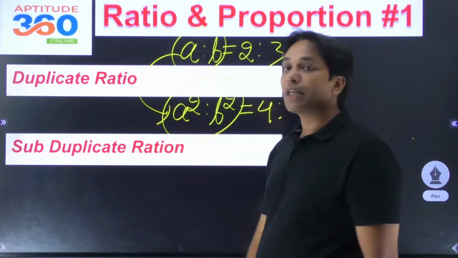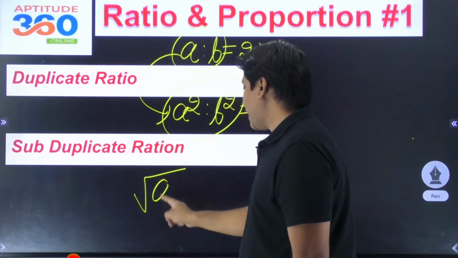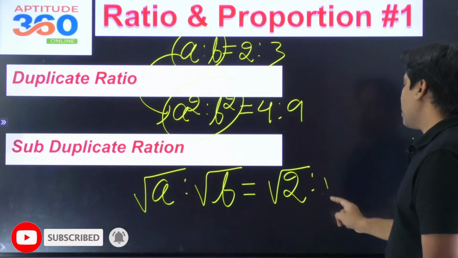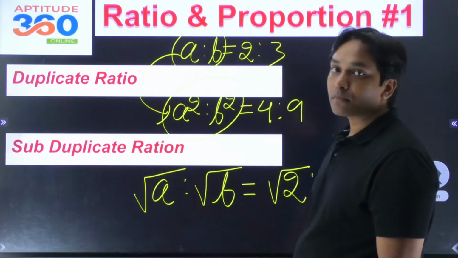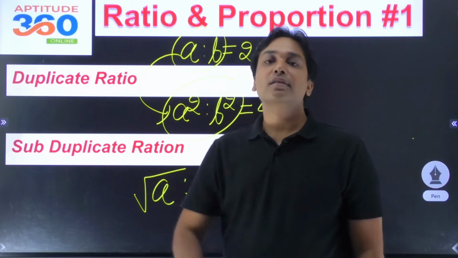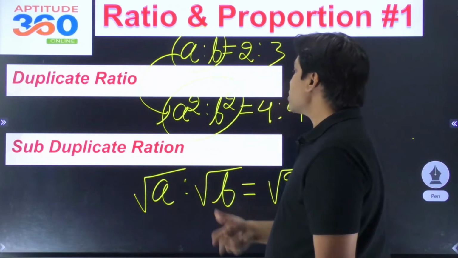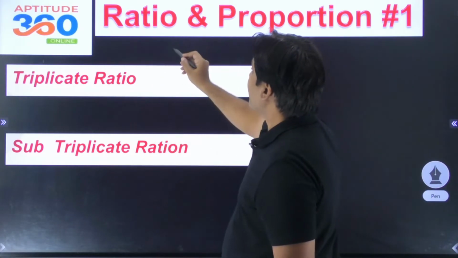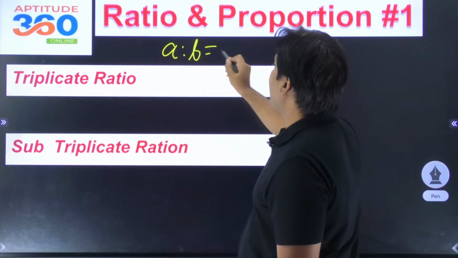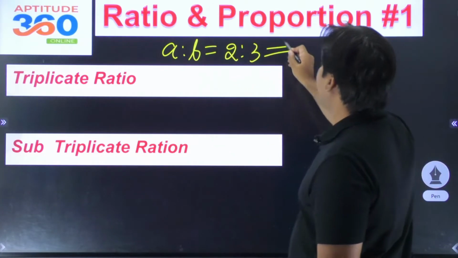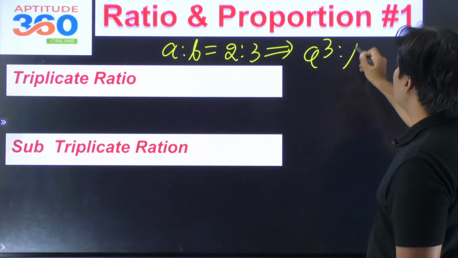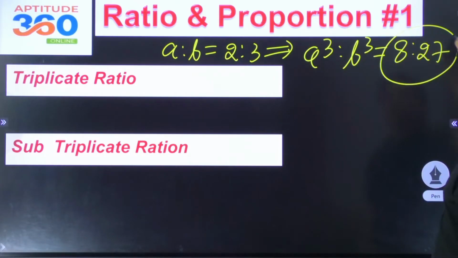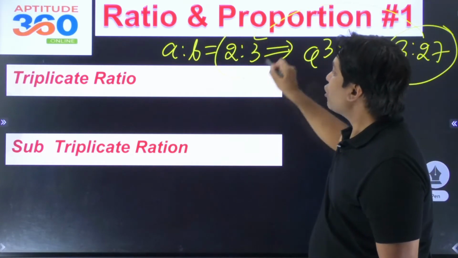And what is going to be its sub-duplicate ratio? Square root of A is to square root of B. In this case, this is going to be square root of 2 and square root of 3. So duplicate is squaring the ratio, sub-duplicate is finding out the square root. And then what is the triplicate ratio? So if A:B is given to me as 2:3, then I will have to find out A cube is to B cube, which is going to be 8:27. So this is going to be triplicate ratio of 2:3.